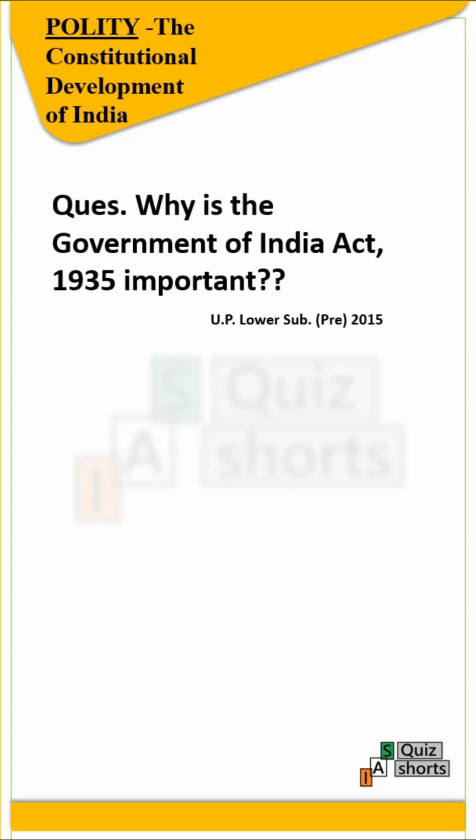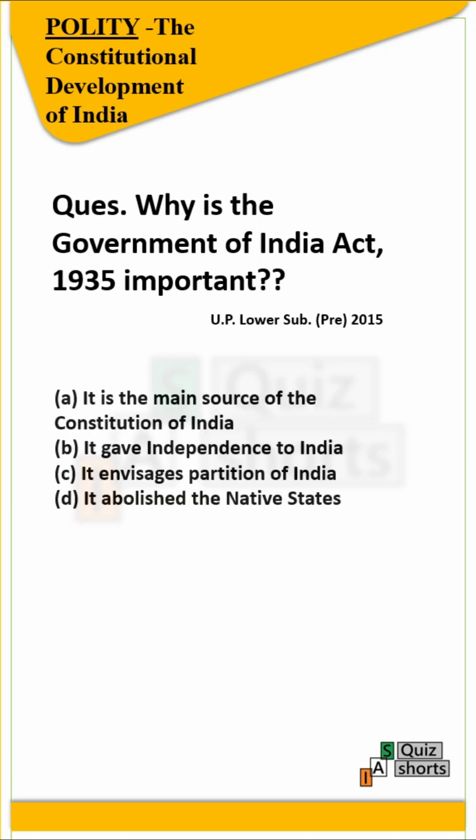Question: why is the Government of India Act 1935 important? Option A, it is the main source of Constitution of India. Option B, it gave independence to India. Option C, it envisages partition of India. Option D, it abolished the native states. Answer is A, it is the main source of the Constitution of India.